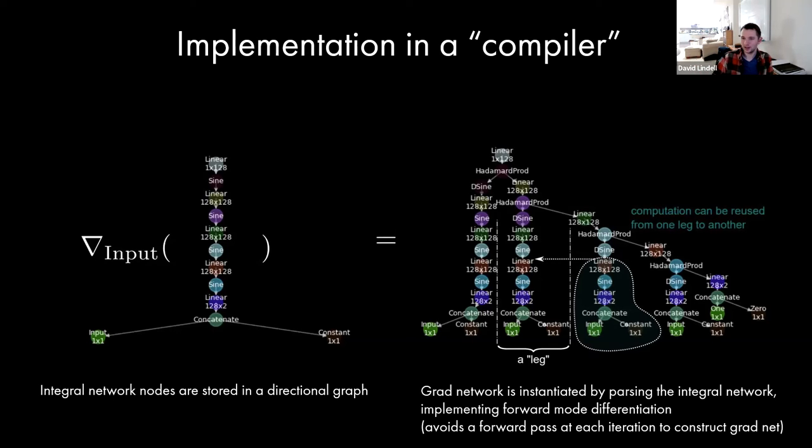Another insight we had is that you can actually evaluate this more efficiently since all these weights in the legs or the branches of this network are the same. You can actually share that computation between the branches and just evaluate those matrix multiplies a single time.